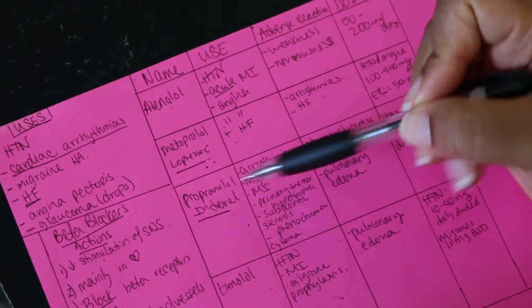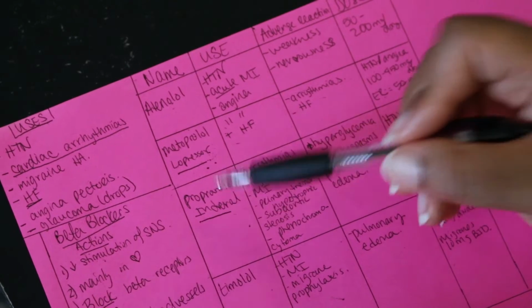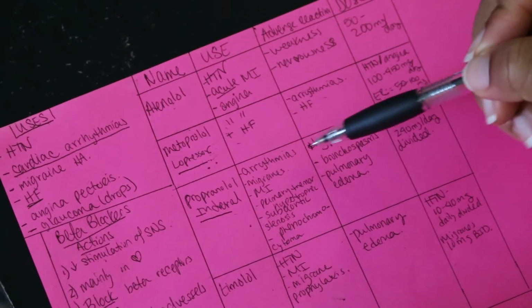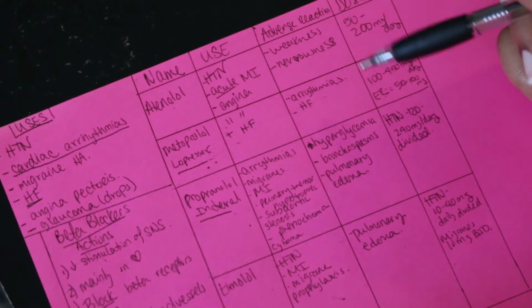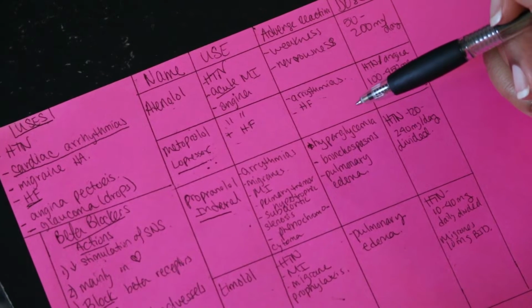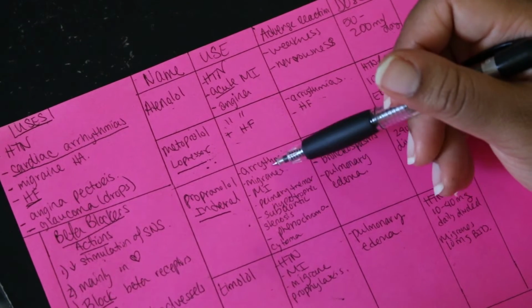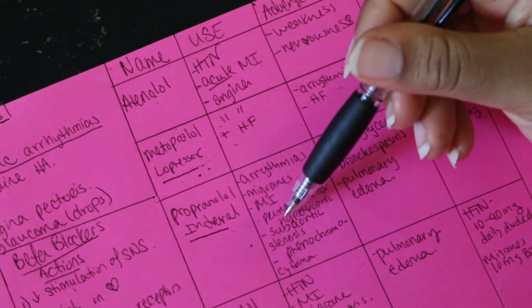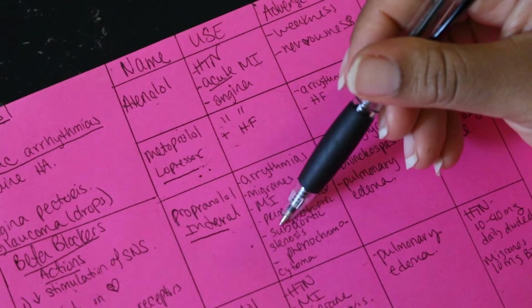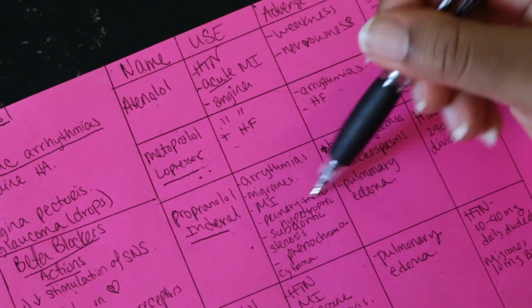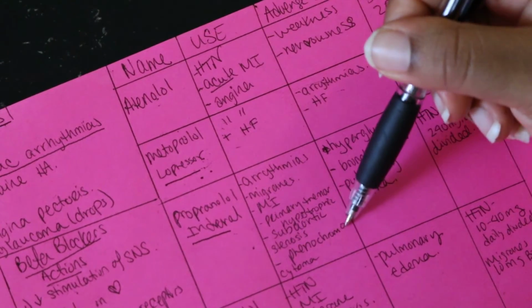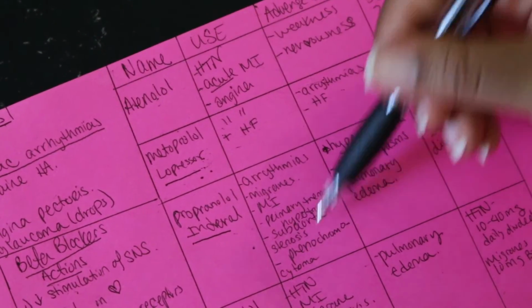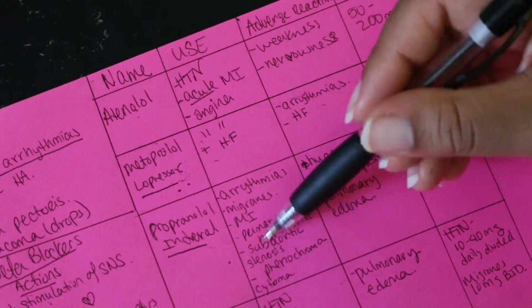All right, propranolol, also known as Inderal. With these, there's a lot of different uses, some stuff that I've never seen before. This hypertrophic aortic stenosis and pheochromocytoma. I've learned about these, but honey, I don't remember all that.